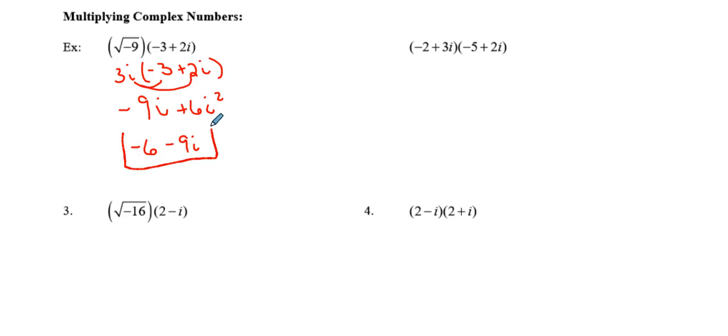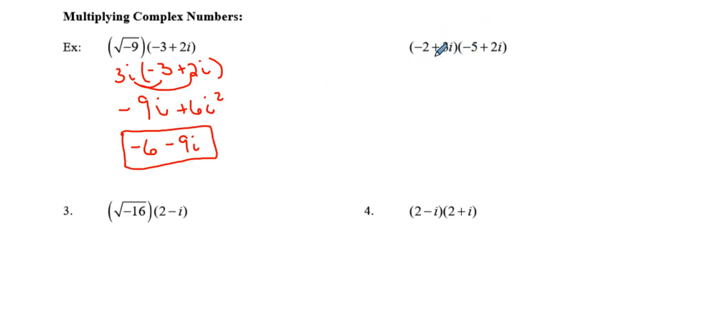Notice I keep putting the real number first and the imaginary number second, and that's just standard notation. Probably wouldn't count off if you put the negative 9i minus 6, but you should try to write it in standard form.